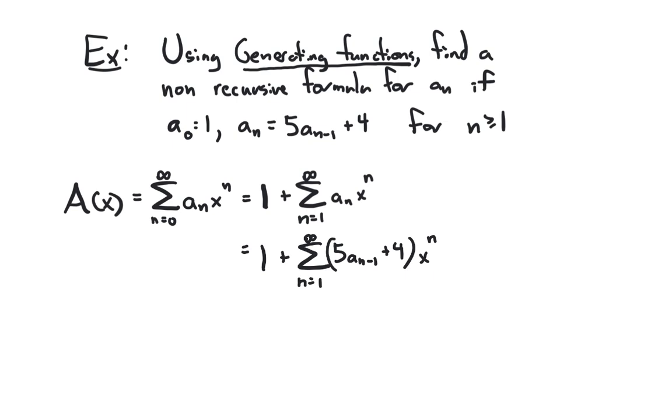And now we can split this up a little bit, and we'll worry about the pieces separately. So I'm going to split this up into 2 separate sums, so 5 a_{n-1} x^n and 4 x^n. So let's go ahead and do that. The sum as n goes from 1 to infinity of 5 a_{n-1} x^n. And then we have our sum as n goes from 1 to infinity of 4x^n.